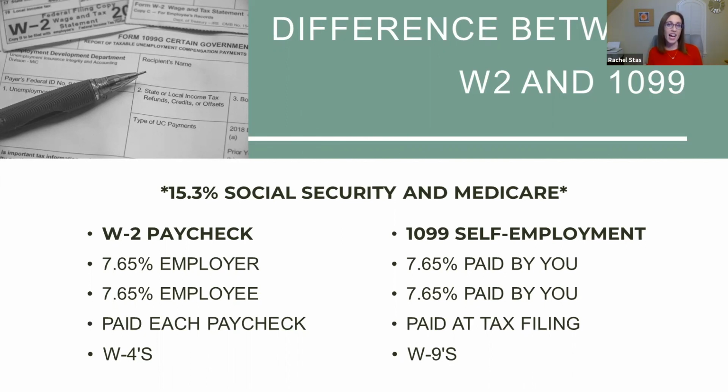When you are 1099 and you're self-employed, you're the employer and the employee. So you get to pay both sides, which equals about 15.3%. And this is typically just paid at tax filing. So now it's on top of your income tax rate. Most people are between 12 and 15% on their income tax rate, and then you have the additional 15% on that.